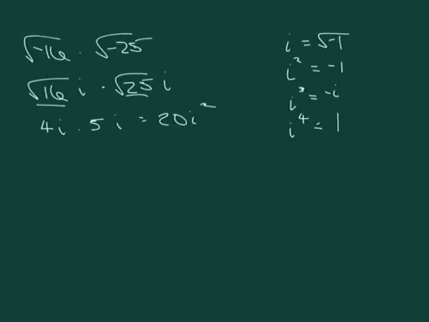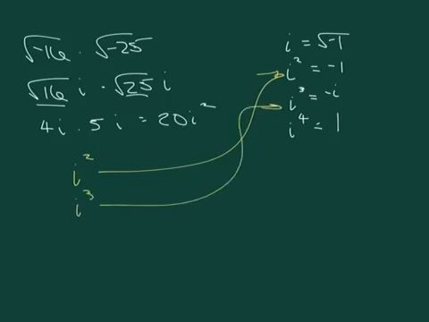Let's look at i squared. i squared, we just look at our graph there and get negative 1. If I got i cubed, I just look here and I get negative i. What if I had i to the 8th? Okay. What is i to the 8th?